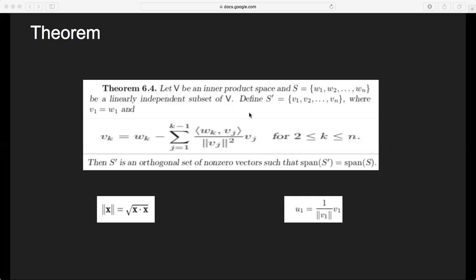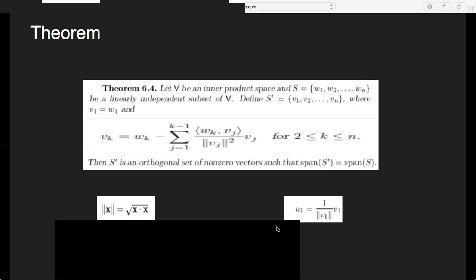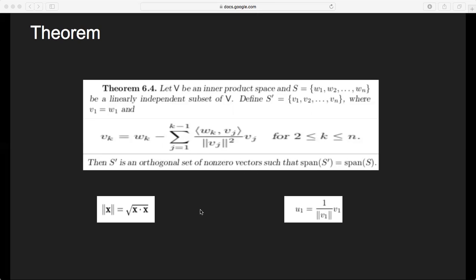So then for the second vector, V2, we take W2 and subtract the projection of W2 onto V1, multiplied by the vector V1 that we had just found, and then we divide that by the length of V1 squared. That gives us an orthogonal vector V2. However, this is not an orthonormal vector yet.